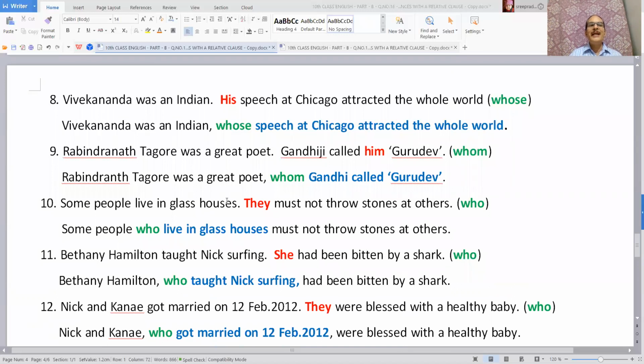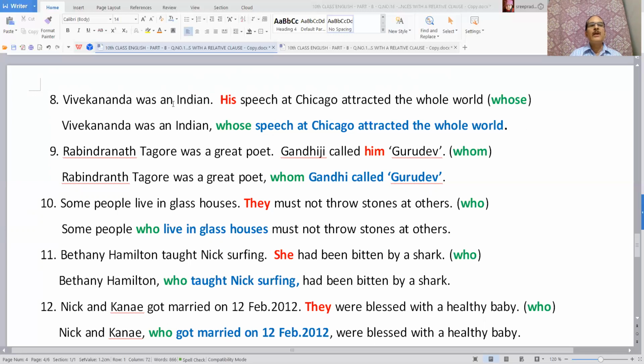Vivekananda was an Indian. His speech at Chicago attracted the whole world. Here, Vivekananda is an Indian. His speech means, this is in possessive case. His speech means whose speech? Vivekananda's speech. So that's why when a possessive pronoun is given, we have to use whose in place of that one. For example, words like his, her, their, in place of such words, we have to use whose.